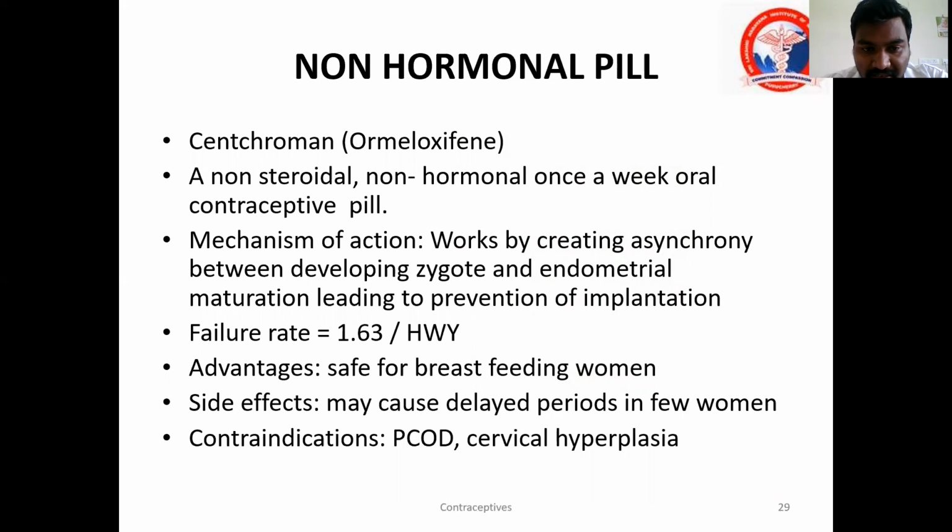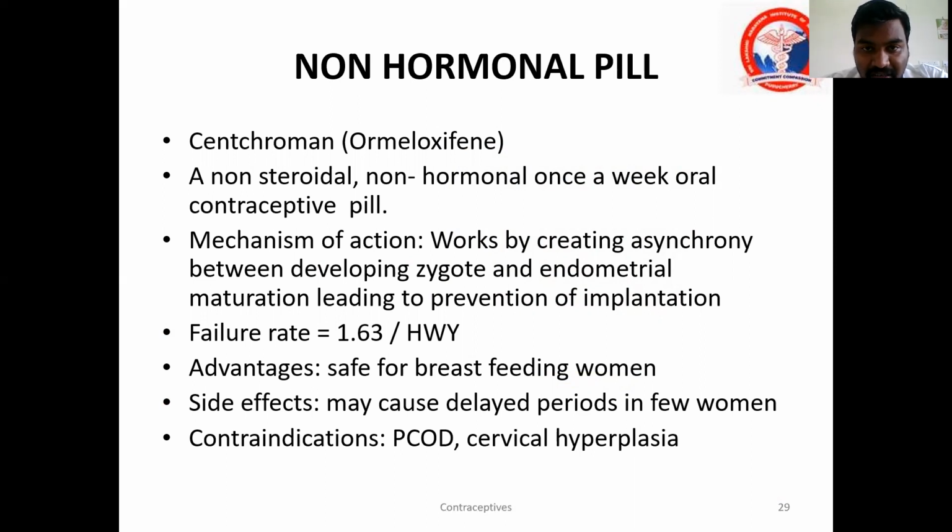What is the mechanism of action? It causes asynchrony in development between the zygote and endometrial maturation. That is, it acts at the level of the endometrial lining, the uterine cavity, not as a central action. If there is asynchrony in maturation, the fertilized zygote does not have a favorable environment to get implanted. So the other name is anti-implantation agent.